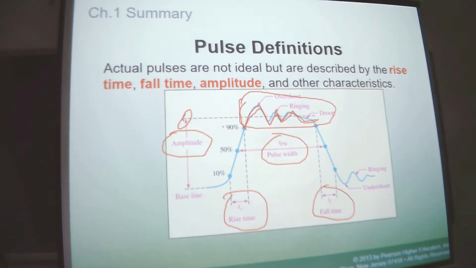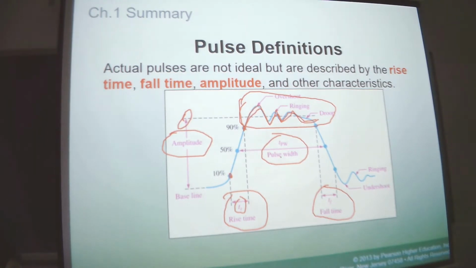Understand? Okay. And the second is rise time. Rise time is from the point which represents 10% of the amplitude to the second point whose value is 90% of the amplitude. So it is called rise time, and the symbol is TR. We use TR to represent rise time.